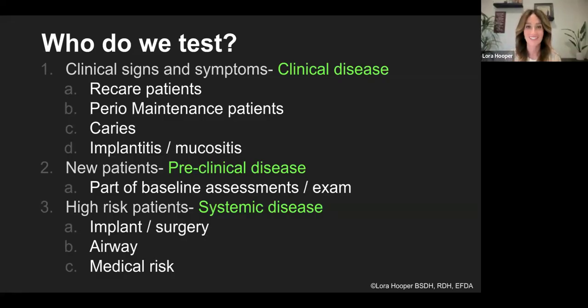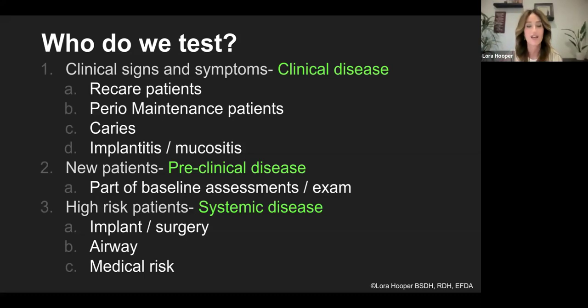Then who do we test? And so, of course, just like strep throat, we want to test the people with the clinical signs and symptoms, right? These could be your recare patients, your perio maintenance patients, patients with caries, active decay. This could be implant or surgery or mucositis patients, right? They're showing us clinical breakdown or things that are going on. But it can also be part of our assessments. And I say that's the most important patients to really be screening for that preclinical disease. That's prevention.